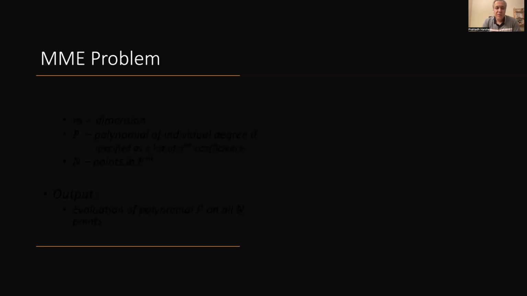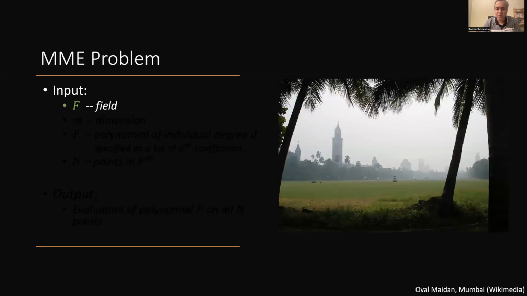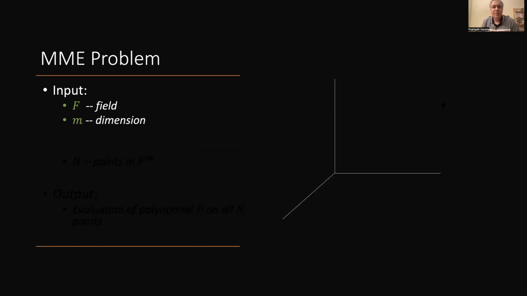So these three papers deal with a very fundamental problem in algebra called the multivariate multipoint evaluation problem, or the MME problem for short. So what is the MME problem? The MME problem is specified as follows. Input: there's an underlying field, and this will be of importance to us, as we'll soon see. This field could be any finite field. It could be the rationals, the reals, the complexes. Then there's an ambient dimension. So we're working in the space F^m.